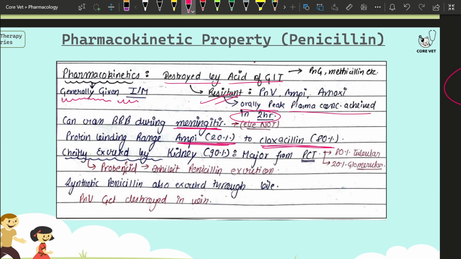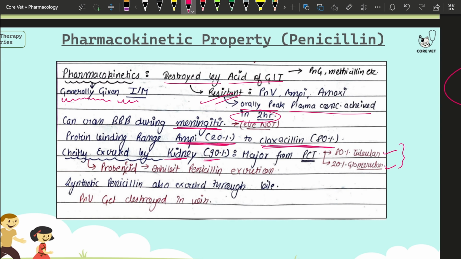If we talk about excretion, the majority of penicillin is excreted by the kidney, which is about 90%. The major form is 80% tubular and 20% excretion through the glomerular route of excretion.